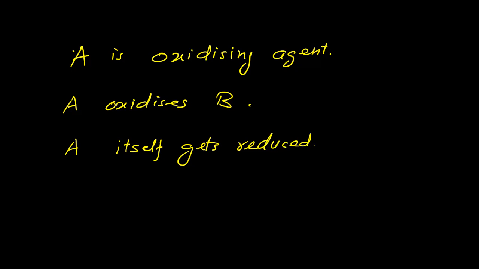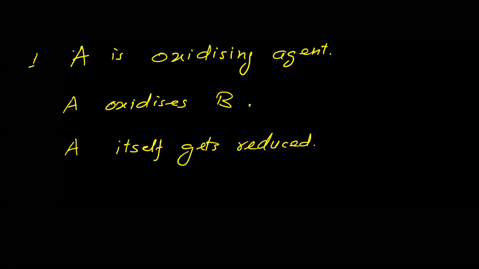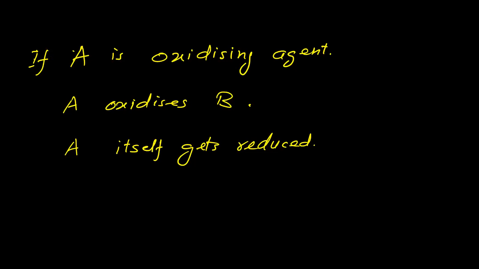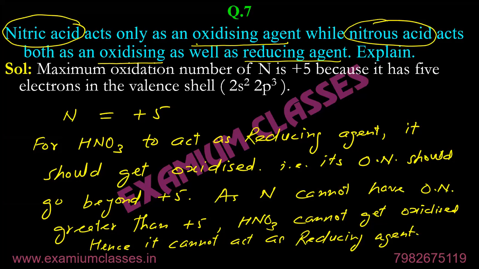This concept should be very clear. If you are not clear about it, then write these 3 statements and go through them again after the class. If A is oxidizing agent, it means A oxidizes the other one, and A itself gets reduced. Understand all these statements that I have written. If there is any confusion, let me know.